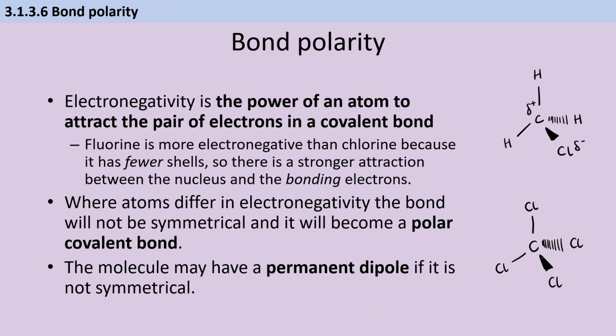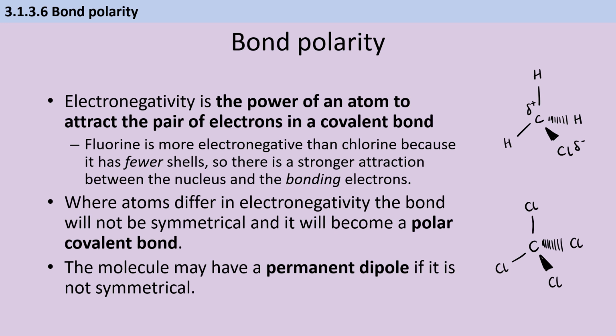In order for us to describe differences in intermolecular forces, we need to be able to talk about bond polarity. So firstly, we can define electronegativity as being the power of an atom to attract the pair of electrons towards it in a covalent bond. So I could say that fluorine is more electronegative than chlorine because it has fewer shells, so there's a stronger attraction between the nucleus and the bonding electrons. Remember, it's those bonding electrons, not just generic outer shell electrons.